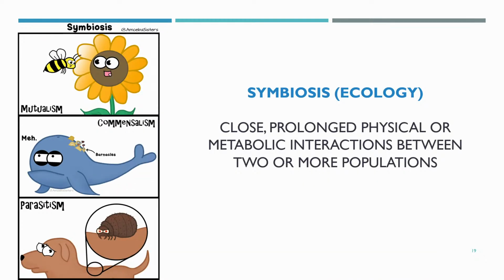So today we're going to talk about symbiosis in terms of ecology. Symbiosis is close, prolonged physical or metabolic interactions between two or more populations. And symbiosis doesn't necessarily mean that they can only live mutualistically and happily together. It can also mean that they live together, but there is commensalism, where one organism is benefiting and the other doesn't really care, or it could be a parasite. Those are all symbionts, because they can exist together in a prolonged physical and metabolic interaction.